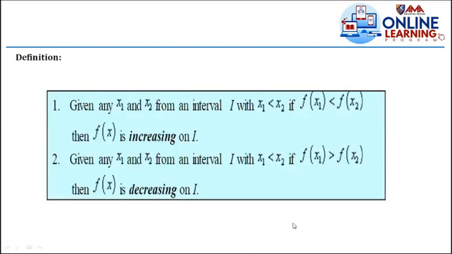So this is now your definition. Number 1, given any x1 and x2 from an interval I with x1 less than x2, if the function of x1 is less than the function of x2, then the function of x is increasing on I. Number 2, given any x1 and x2 from an interval I with x1 less than x2, if the function of x1 is greater than the function of x2, then the function of x is decreasing on I.